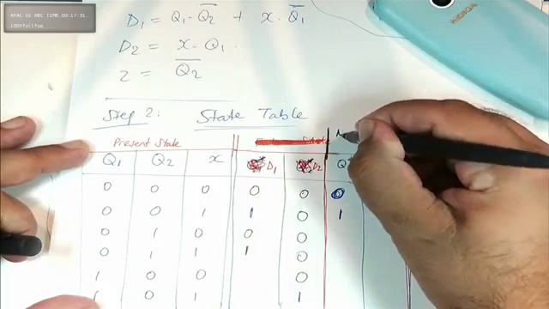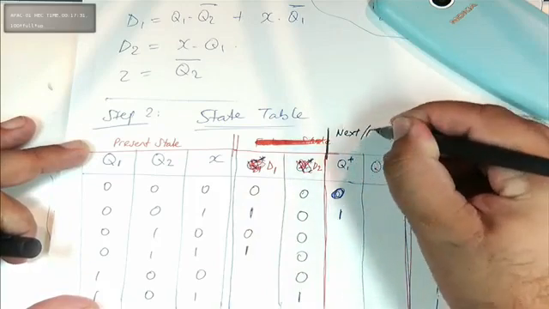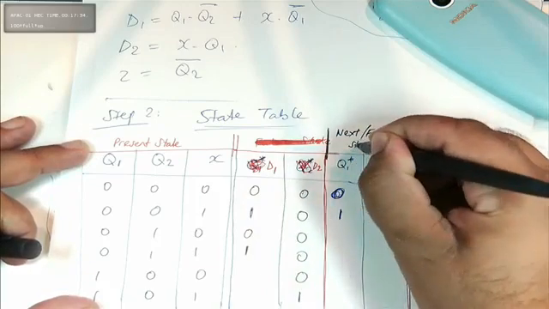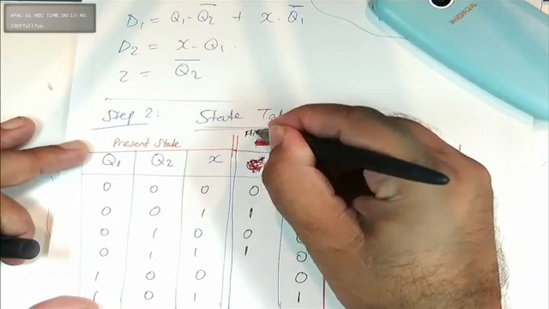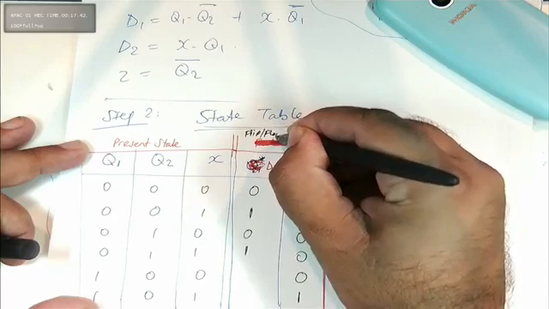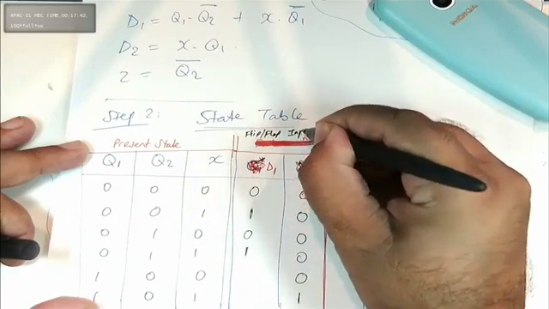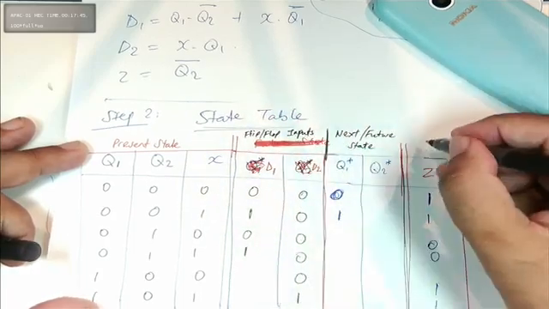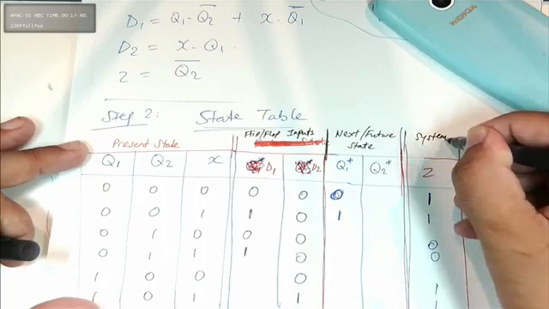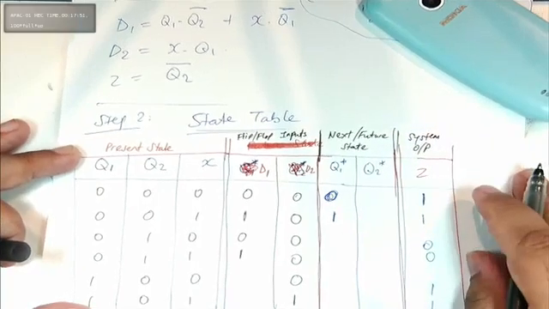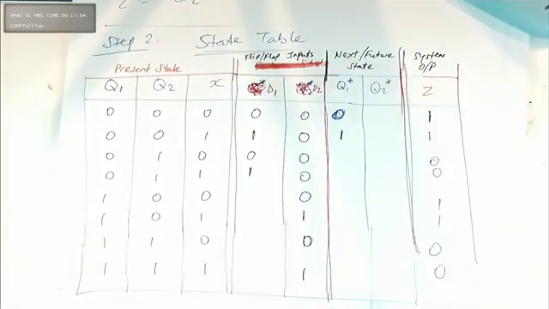This is the next or future state. This here is the flip-flop inputs, and this is the system output. All right, let's do this.